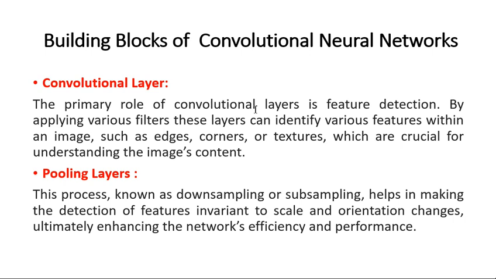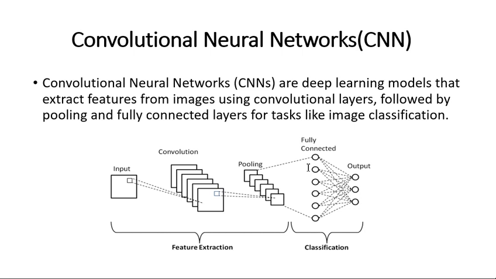The primary role of the convolution layer is feature detection, as we have discussed. By applying various filters, these layers can identify various features within the image, such as edges, corners, or textures, which are crucial for understanding the image's content. If we see in this diagram, the image that is supplied here may be of size 28 by 28, as we already discussed, or 56 by 56 pixels.